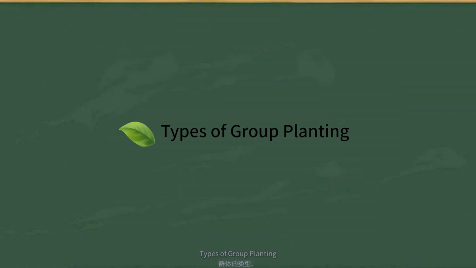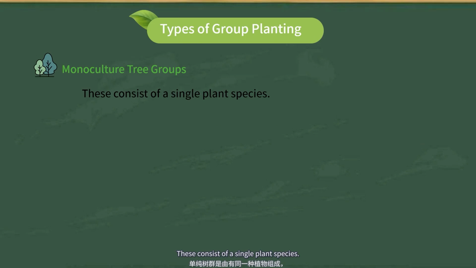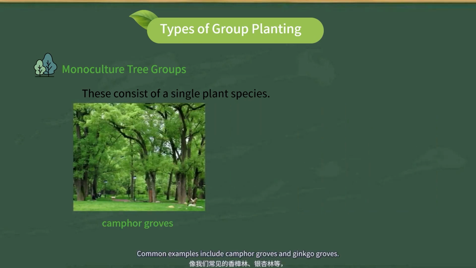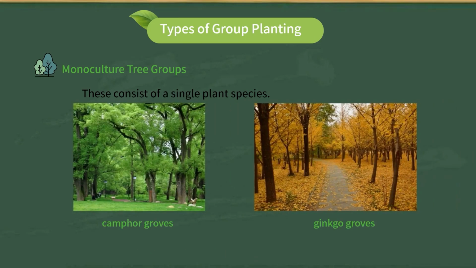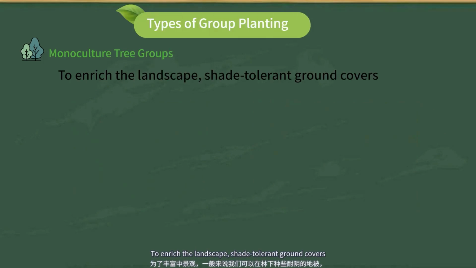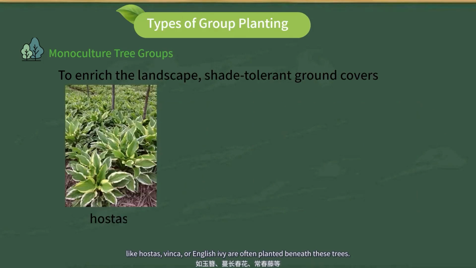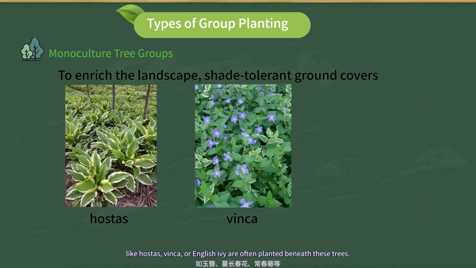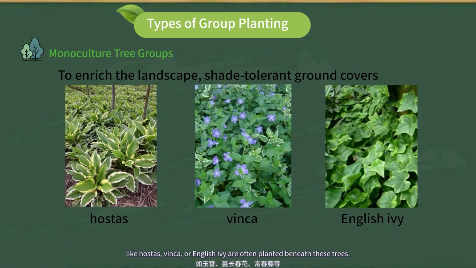Types of group planting. Group planting is mainly divided into 2 types: monoculture tree groups. These consist of a single plant species. Common examples include camphor groves and ginkgo groves. To enrich the landscape, shade-tolerant ground covers like hostas, vinca, or English ivy are often planted beneath these trees.